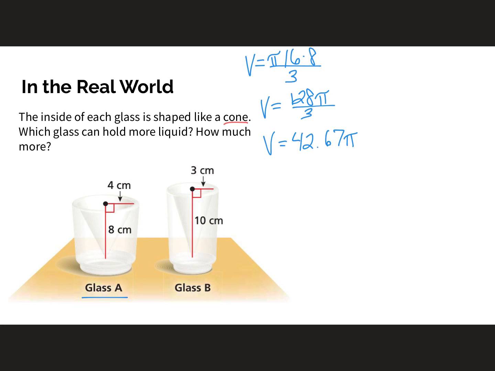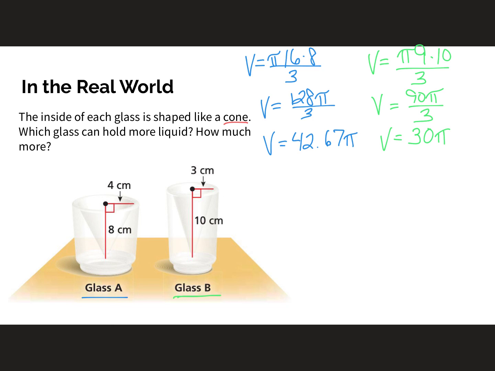Now let's try my other one. I'm going to do that one in green. Glass B has its volume equals pi times 3 squared is 9 times 10 over 3. So, in this case, my volume is 90 pi over 3. So my volume is 30 pi. So, glass A holds more, because 42 times pi is going to definitely be more than 30 times pi.